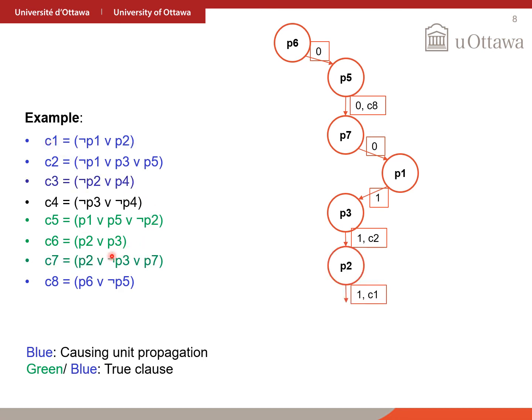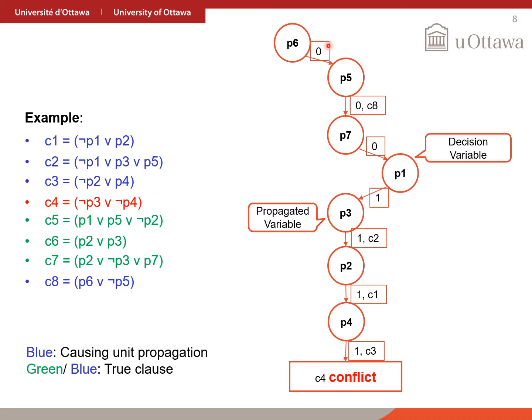After this assignment, clause 7 becomes true, and clause 3 becomes a unit clause, and here P4 has to be true based on clause 3. After this assignment, we can see a conflict in clause 4, because we have already assigned true to P3 and P4, and both are in negation form, so C4 is false.